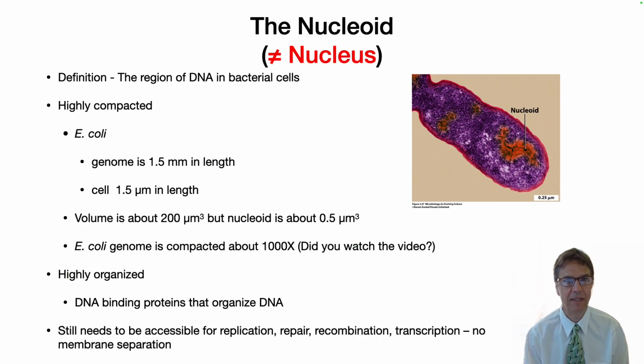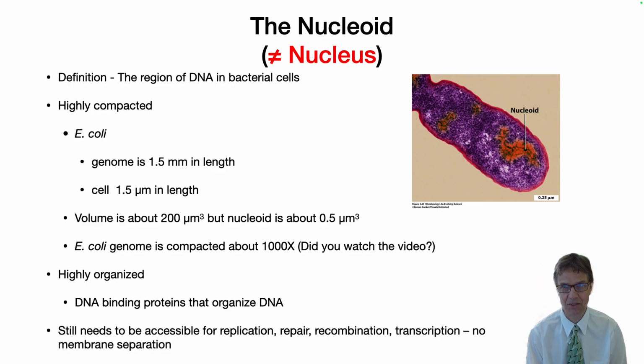The nucleoid is the region of DNA in bacterial cells. It is highly compacted because it has to be. For example, in E. coli, the DNA genome is 1.5 millimeters in length, yet the cell is only 3.5 microns. Thus, the DNA needs to be highly compacted.